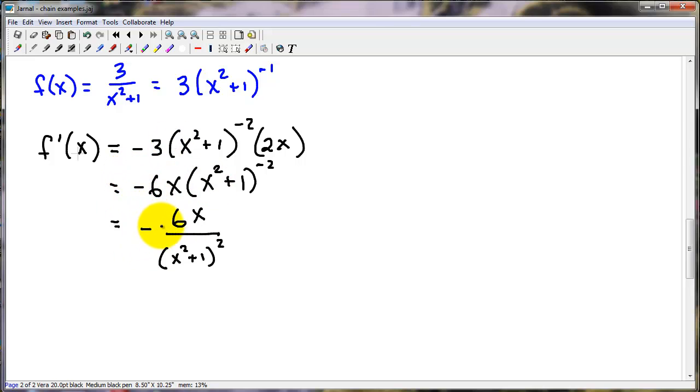So now we have our answer here. Again, this would be, in my opinion, significantly easier than having to apply the quotient rule to this expression. So good luck as you chain away.